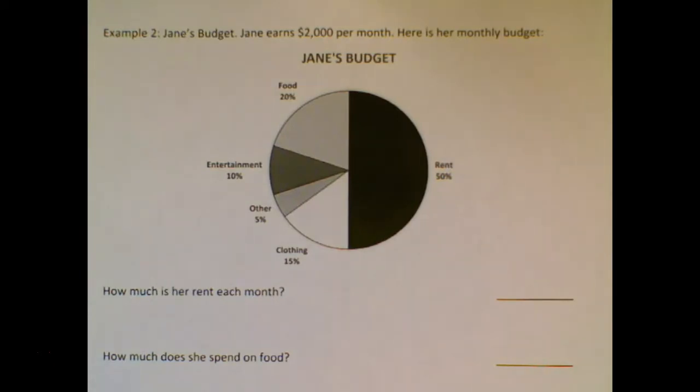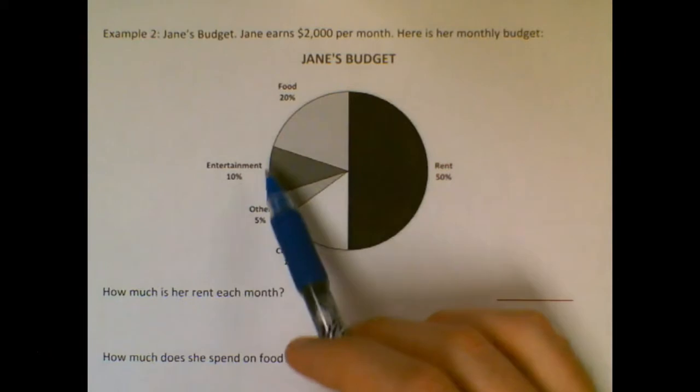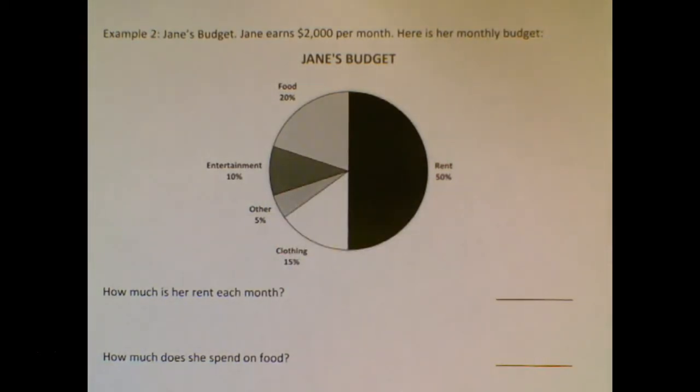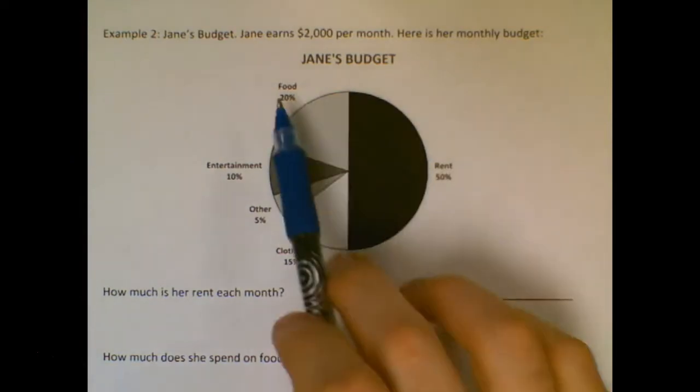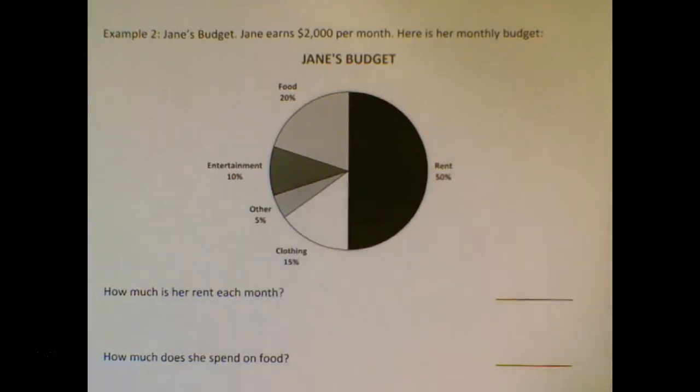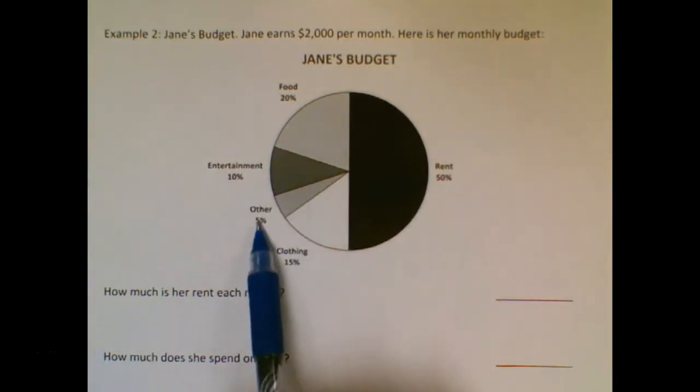All right, we're going to take a look at Jane's budget. She earns $2,000 a month, and here's her monthly budget. So all of this right here is $2,000. And it's broken up into the categories: rent, 50%, food, 20%, entertainment is 10%, other, which just means whatever else she's spending her money on, 5%, and clothing, 15%. Maybe she likes to go to TJ Maxx, find whatever sales they have, whatever little tchotchkes for her house, something on the mantle. I don't know, but that 5%'s right there.